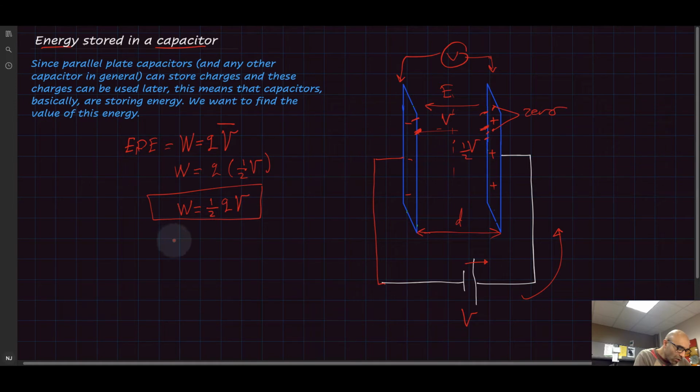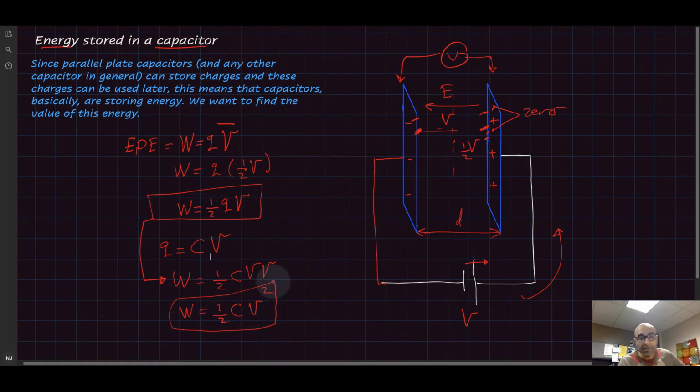Now we also learned that Q is equal to C times V. Let's take this Q and put it here. So then W becomes 1/2, Q is C times V, times V. So W becomes 1/2 CV squared. That's another form of the energy stored in a parallel plate capacitor.